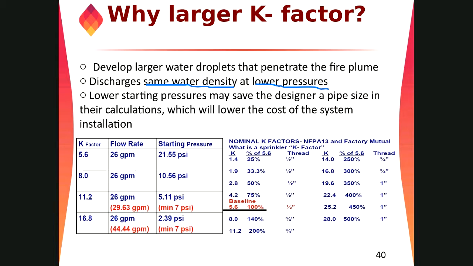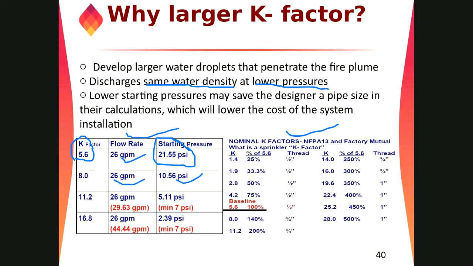We have two tables, one on the left and one on the right. From the table, we'll see how the K factor affects the flow and pressure. So the first one, let's say you selected a sprinkler with a K factor of 5.6, and the pressure at that sprinkler node is 21.55 psi. So what should be the flow from that sprinkler? We'll get 26 GPM.